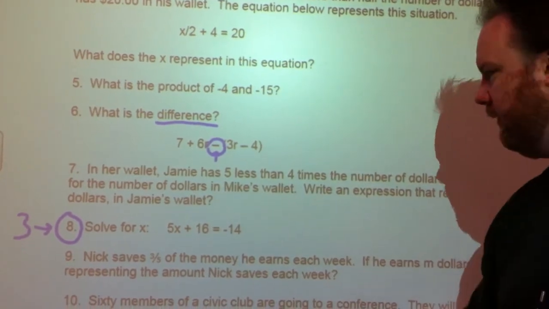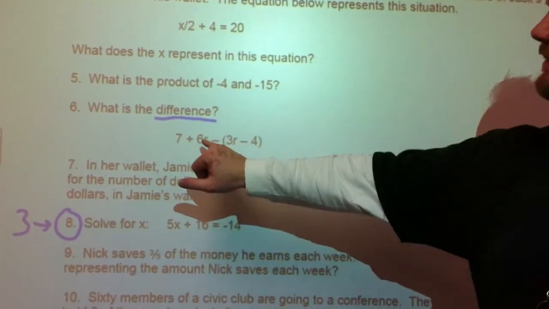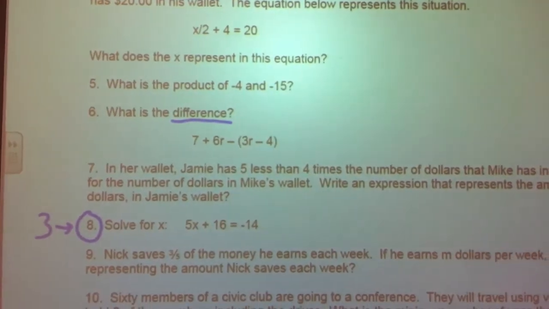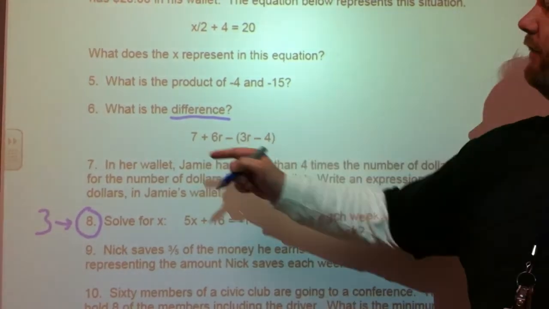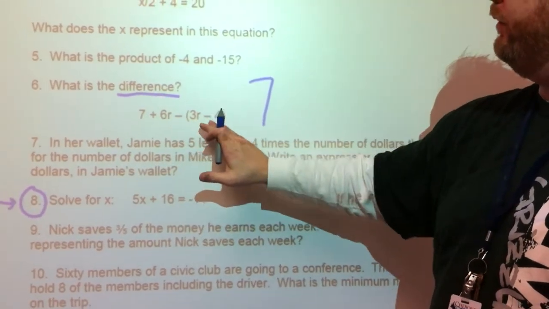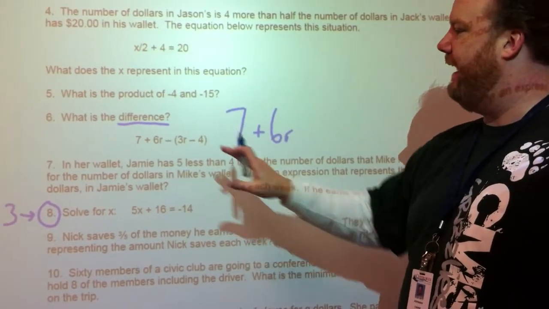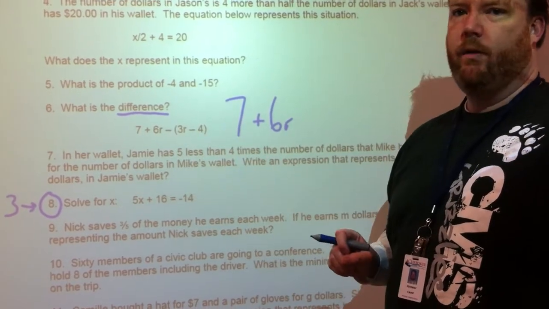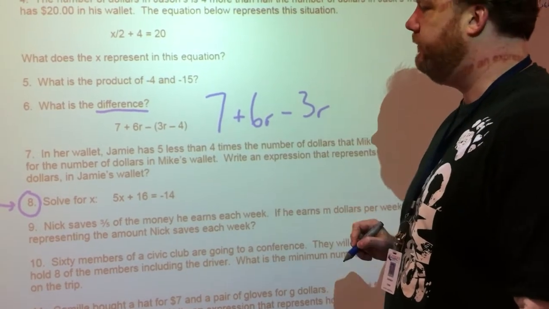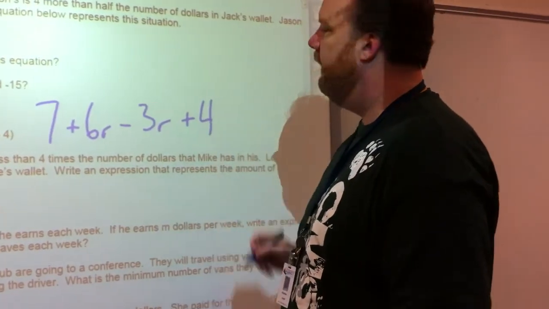If that is the case, anytime we have a negative sign between two expressions, unfortunately, we have to change the signs of everything within that second parentheses, or within the parentheses on the other side of the minus sign. And then we have to simplify. Therefore, this expression becomes 7, because we don't change the sign of the 7, we only change the signs of everything within this one, plus 6r. Now again, we have to change the signs of everything within here. So the opposite of, one of our vocabulary terms, the opposite of 3r will be negative 3r. The opposite of -4 will be positive 4. And then we simplify.